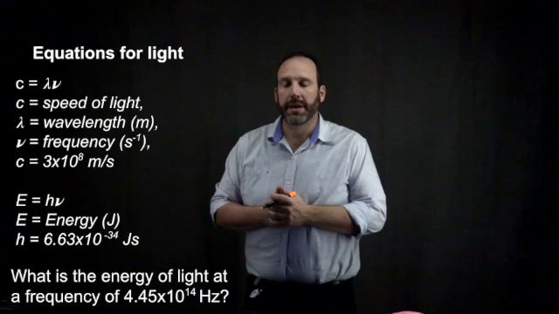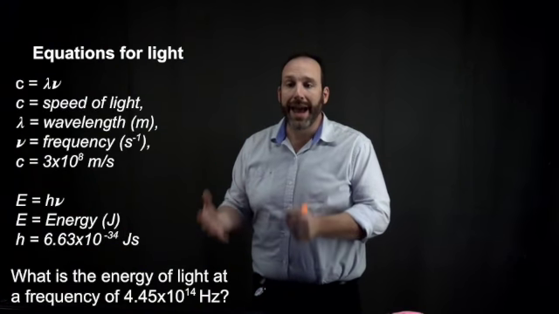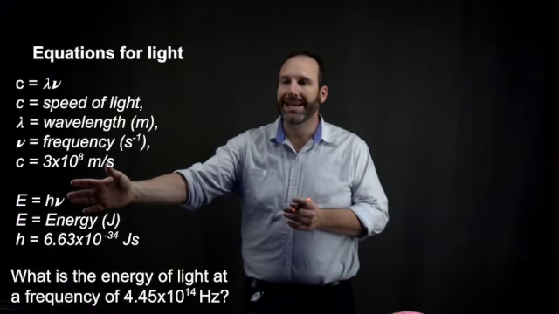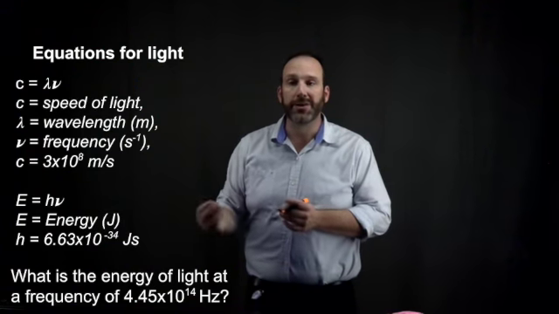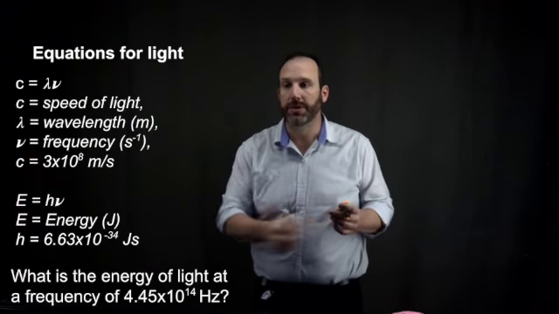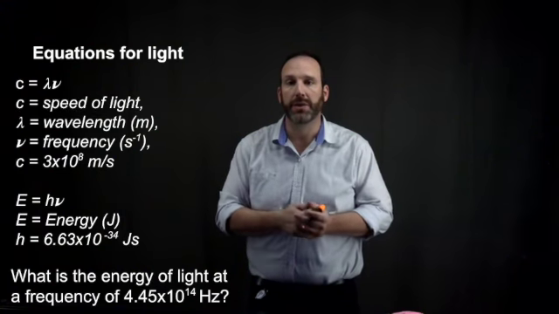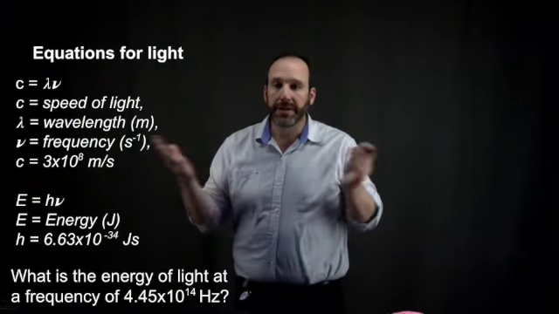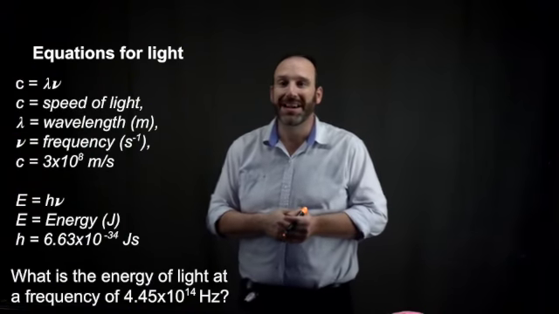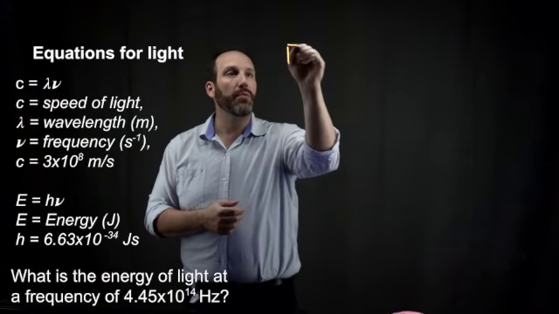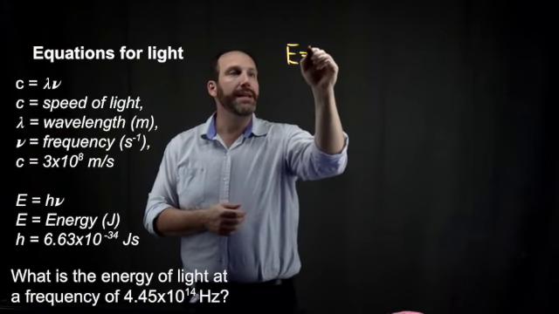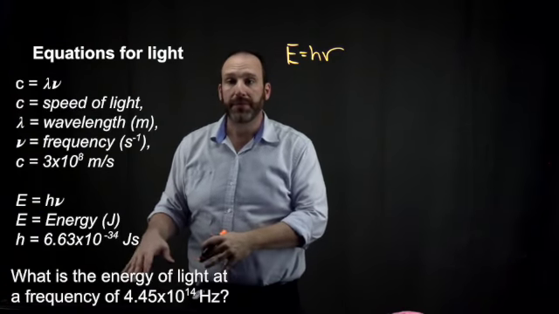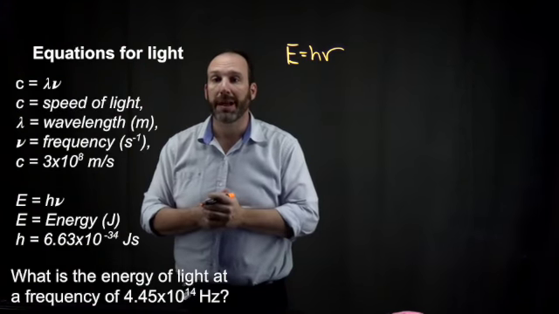In this first question here, we're being asked to calculate the energy of light at a given frequency. And so we have this equation here that E is equal to h nu. Energy in joules is equal to Planck's constant, which is 6.63 times 10 to the minus 34, times frequency in hertz. Well, this is just kind of a plug and chug situation here, because we're looking for E, and we know that E is equal to h times nu. We've got nu in hertz. We know what h is, and so we just need to multiply them together.